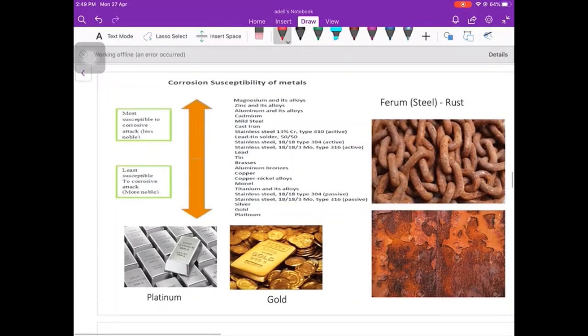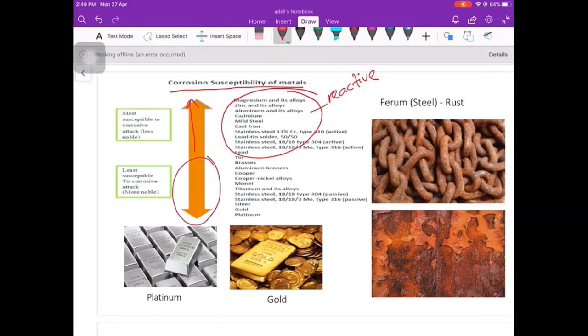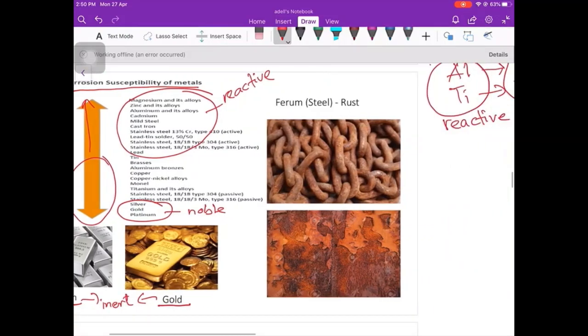Look at this diagram of the corrosion susceptibility of metals. Going upwards, these are all reactive metals and alloys. Moving downward are the noble metals, which are difficult to corrode, but going upward, metals easily corrode to form ions. This is an image of a platinum bar. It's very expensive, as is gold, because they are very stable and inert. That's why they are very valuable, priceless.